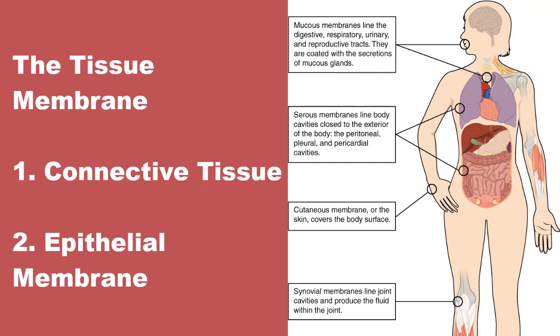And the skin is an epithelial membrane, also called the cutaneous membrane, and it is a stratified squamous epithelial membrane resting on top of connective tissue. The apical surface of this membrane is exposed to the external environment, and it is covered with dead keratinized cells that help protect the body from desiccation and pathogens.